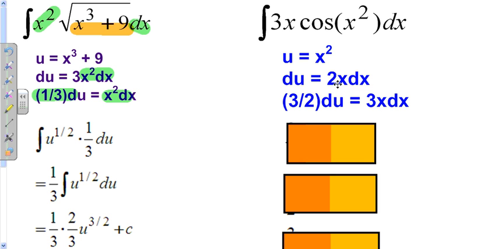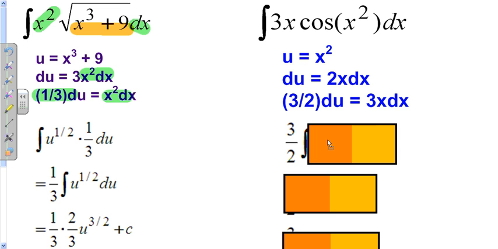Well, to get my 2 to be a 3, I needed to divide both sides by 2, so that's why I'm dividing by 2 here, which would give me a 1x dx over here, and then I need it to be a 3, so then I've got to multiply both sides by 3, so that means I get a 3 on top. So I get a 3 halves du.